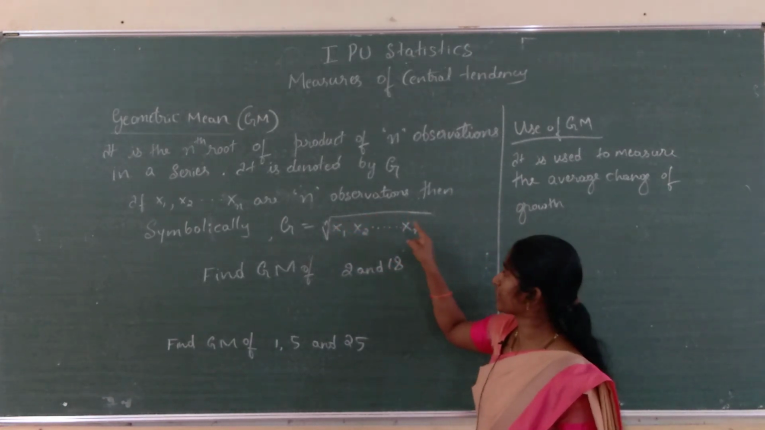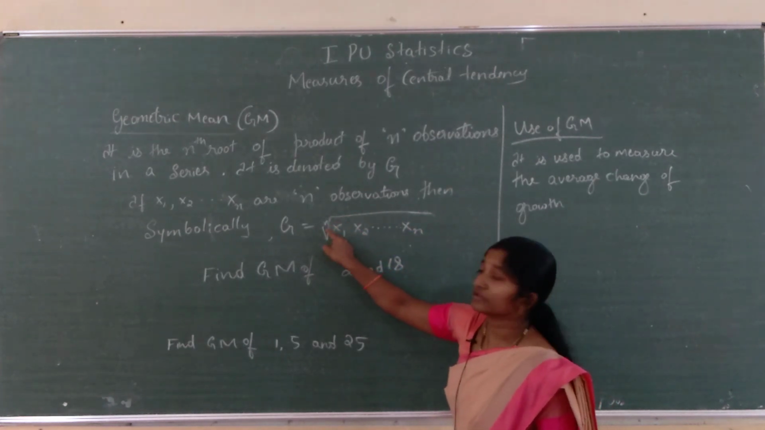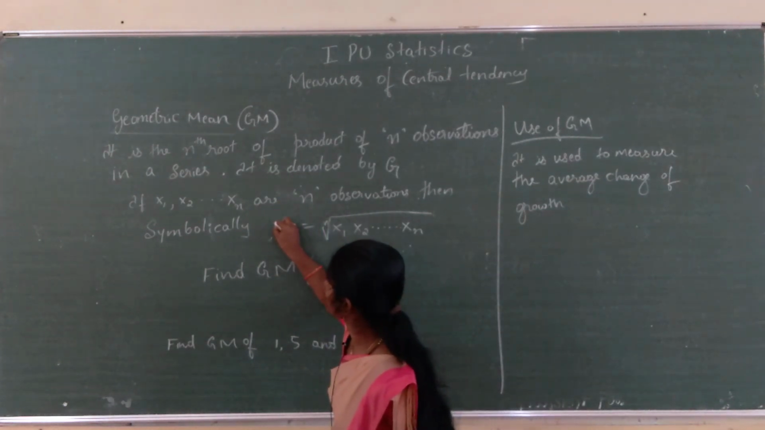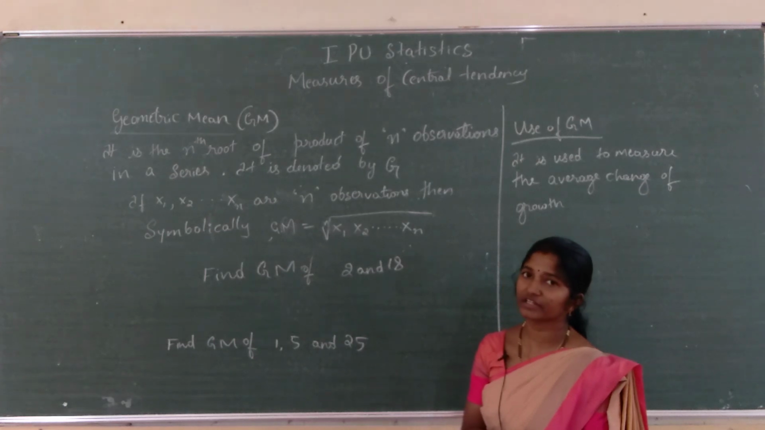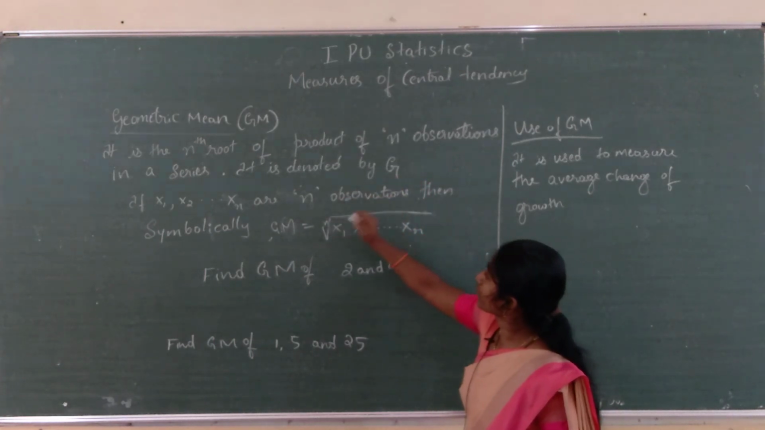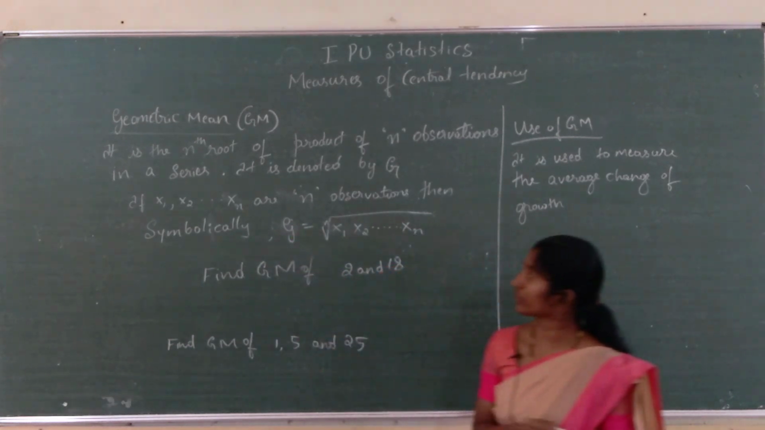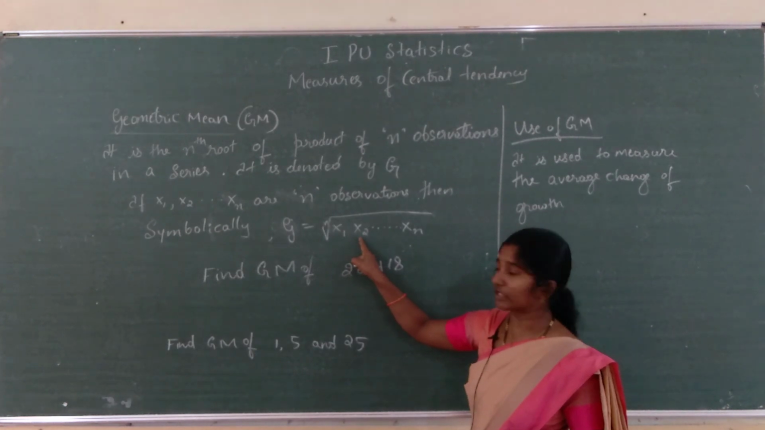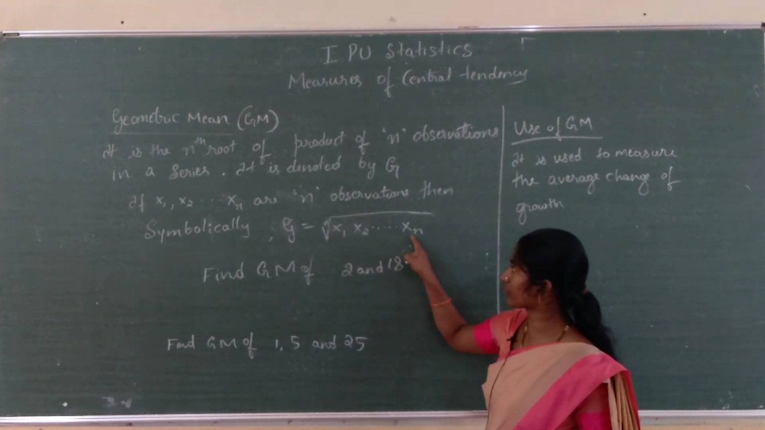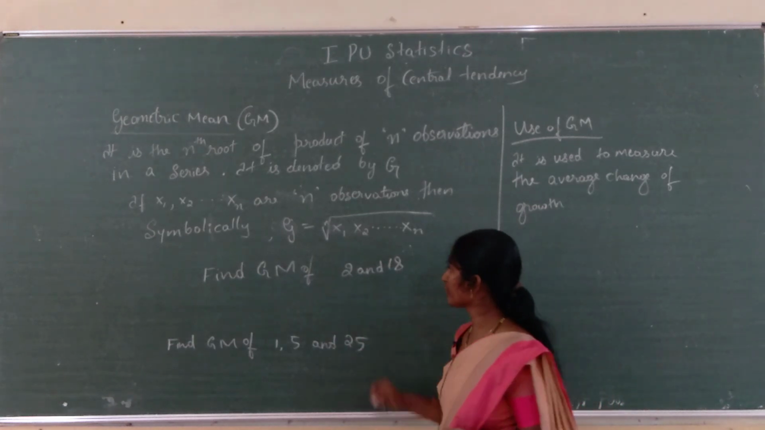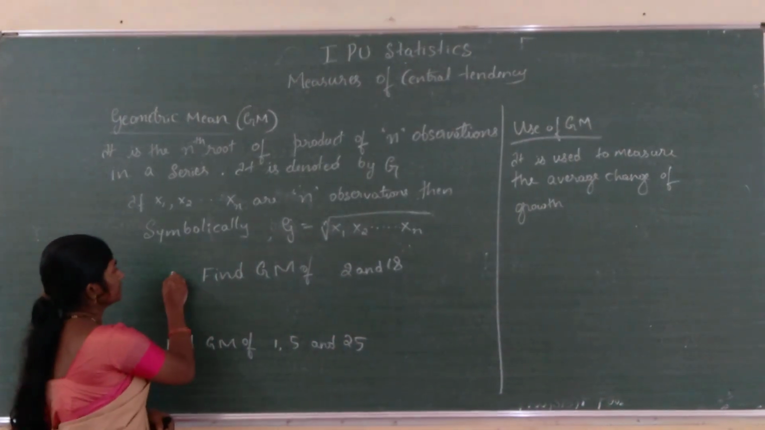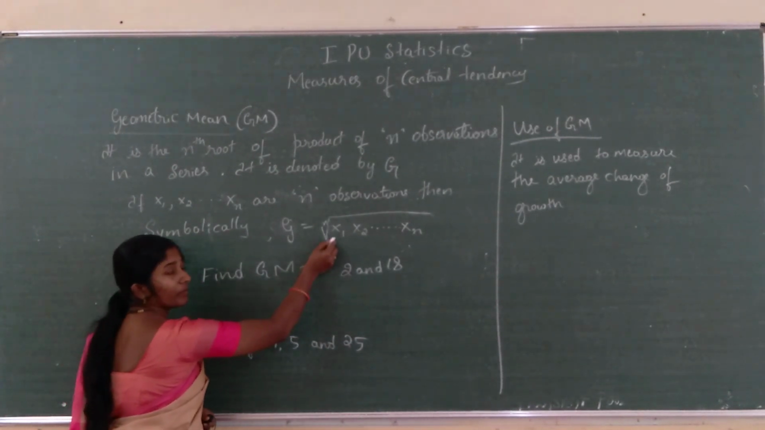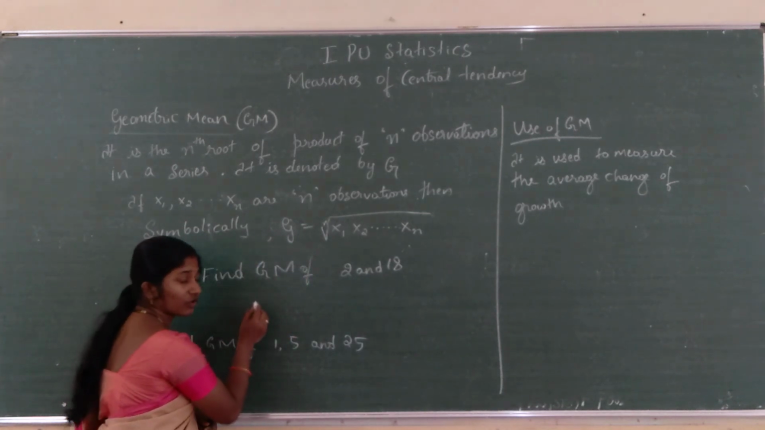You should multiply, then you should take the root of that product. That is the geometric mean, GM, denoted by G. By using this formula, G is equal to the nth root of x1 x2 ... xn. First problem: find the GM of 2 and 18. By using this formula, we will solve.